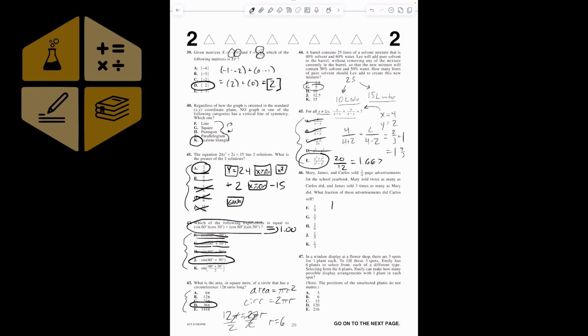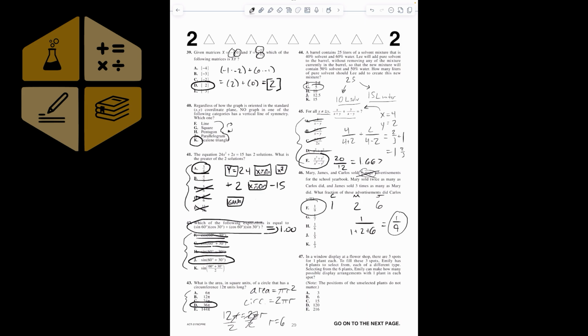So if Carlos sold 1, it says Mary sold twice as many as that. That means, so I'll put a C up here for Carlos, it means Mary sold 2. And it says that James sold 3 times as many as Mary. So that means that James sold 6. Okay? Again, the fact that they're quarter page, that doesn't matter. None of that stuff matters. Carlos sells 1. I'm just pretending. Mary sells 2. James sells 6. So what fraction did Carlos sell? Was 1 over 1 plus 2 plus 6 equals 1 over 9, or 1/9. That's how number 46 is F.